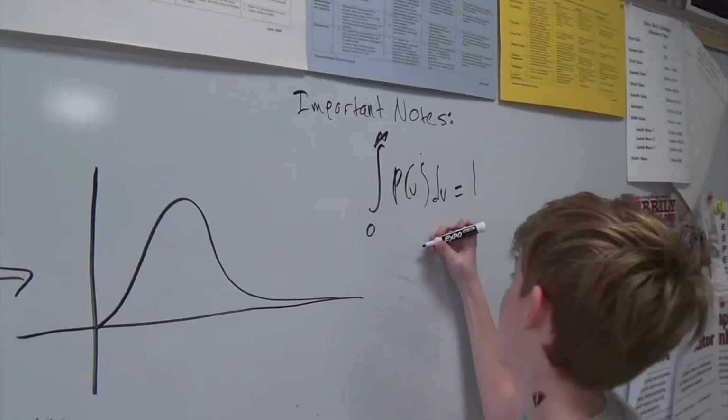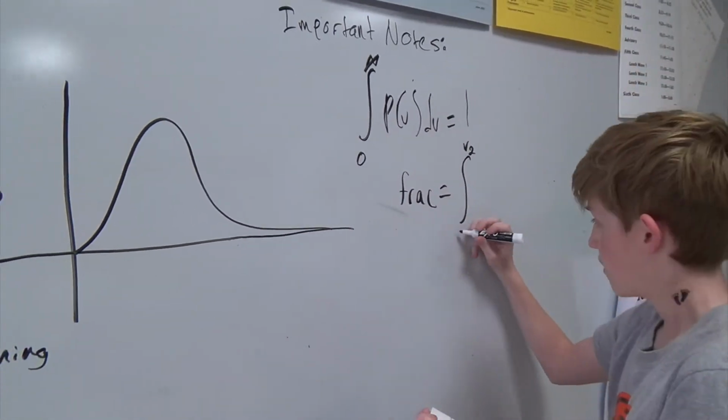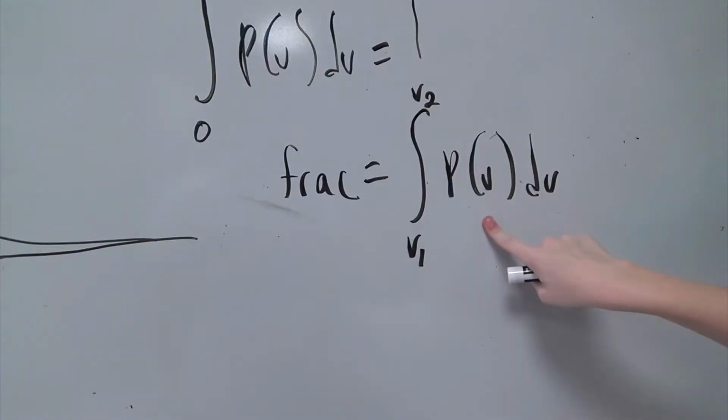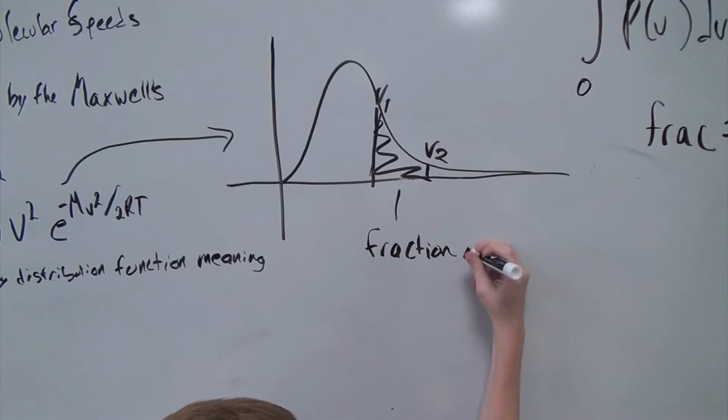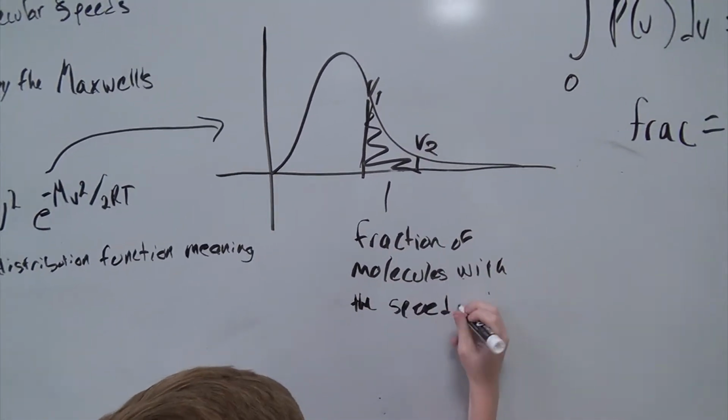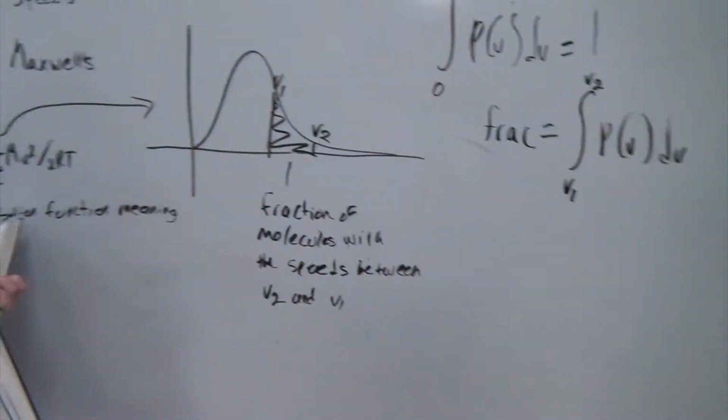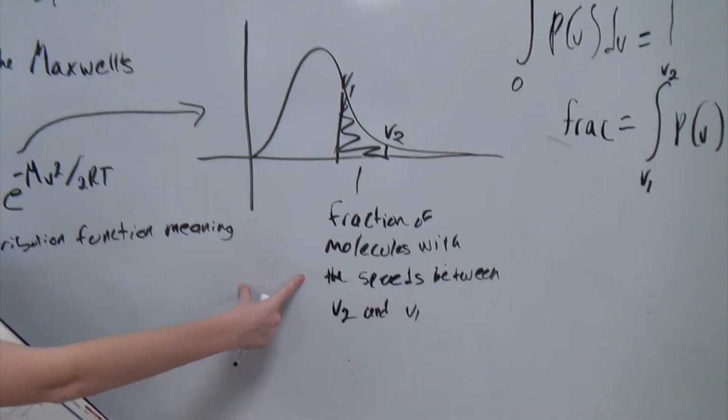The equation that I'm writing now basically tells us that the integral of the probability distribution from V2 to V1 gives us the fraction of molecules that have speeds between V2 and V1. What this looks like graphically is, from V1, the area between these two speeds is the fraction of molecules that have speeds between V2 and V1. So it's an integral. We all know calculus.